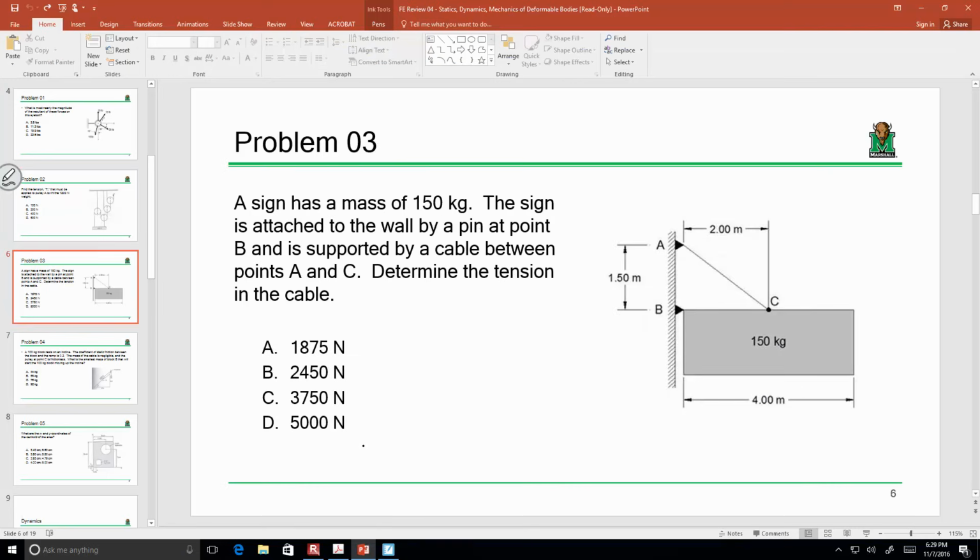Okay. So, we have a sign that has a mass of 150 kilograms. Now, the sign is attached to the wall by a pin right here, and it's supported by a cable between here and here. And I want to determine what the tension is in that cable. Sound good? All right. So let's go through this. Again, I'm being lazy because I'm not artistic.